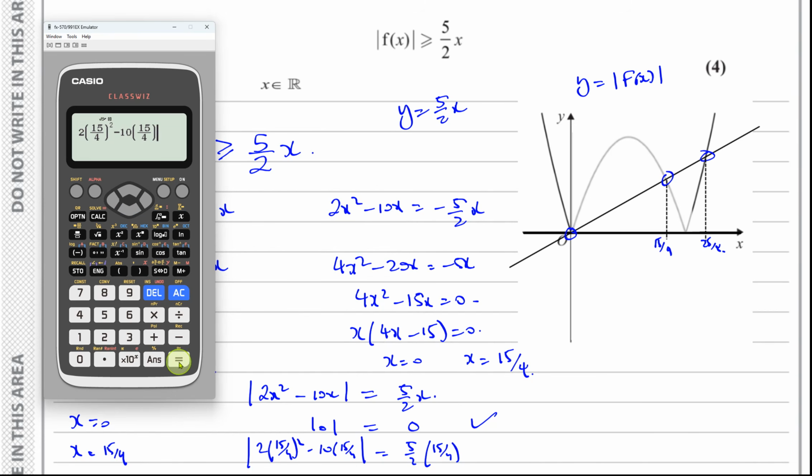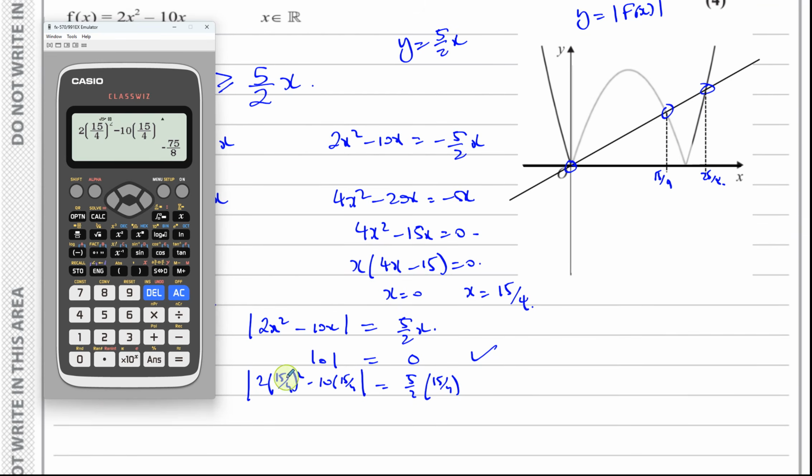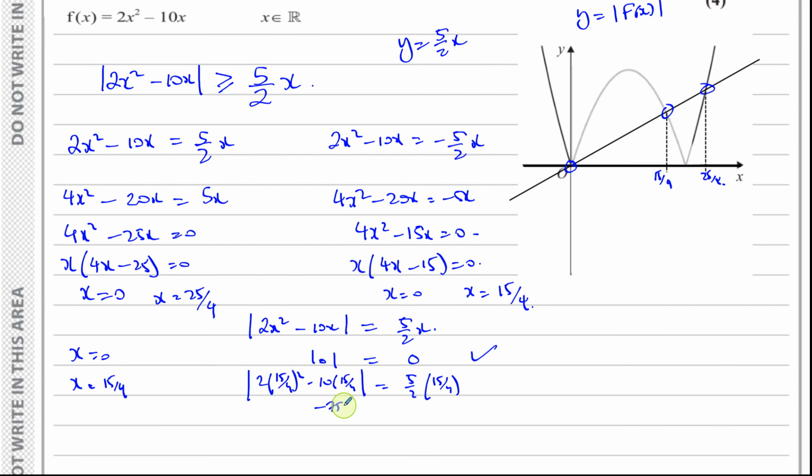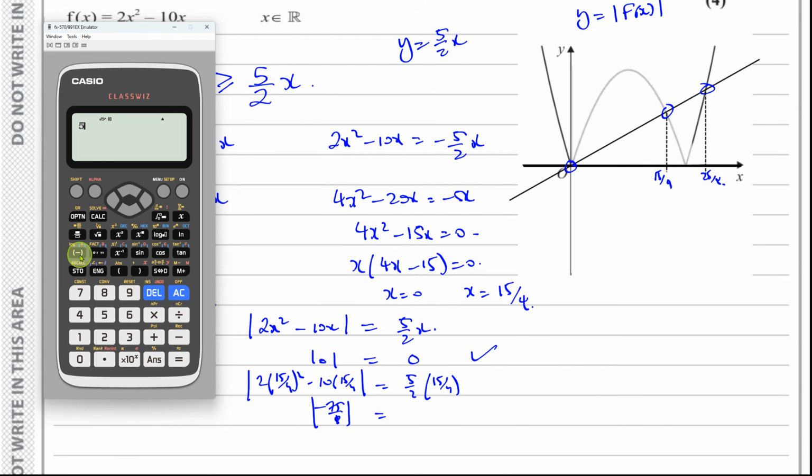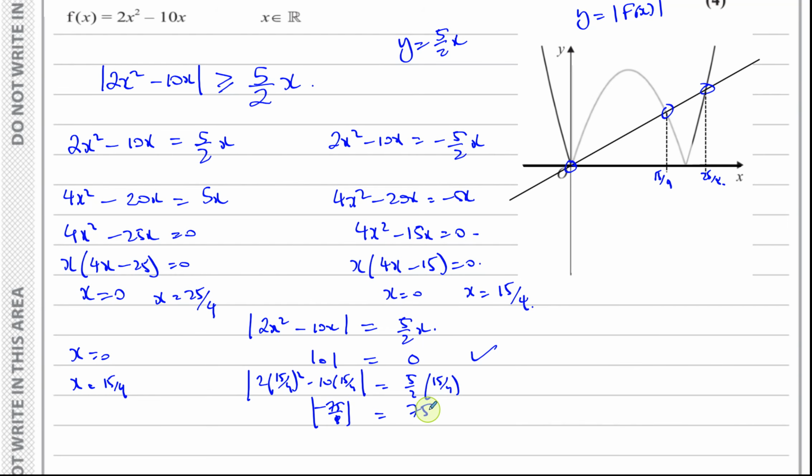Okay, and that gives us negative 75 over 8. That's negative 75 over 8, but that's a modulus of that, so it'll end up being positive. And here we will have the same thing. Well, let's see, 5 over 2 times 15 over 4. And that gives us 75 over 8. And this is true, because the modulus of negative 75 over 8 is 75 over 8. So that gives us a true value.